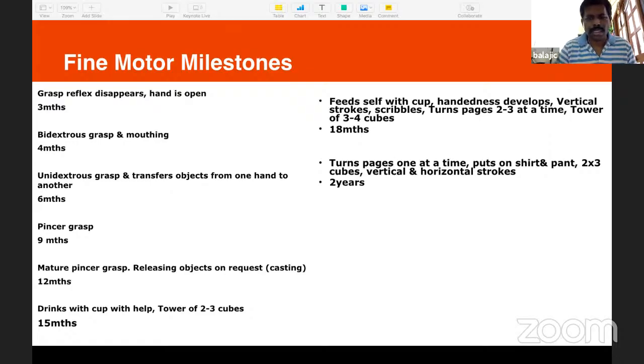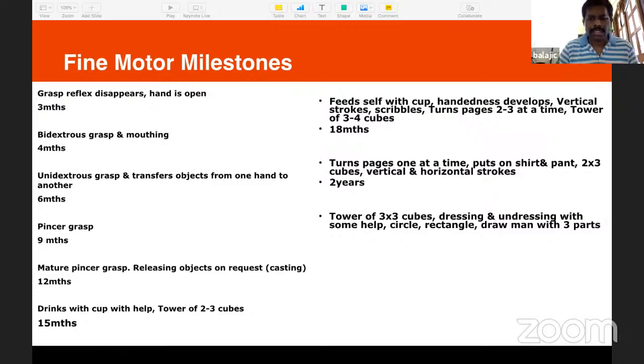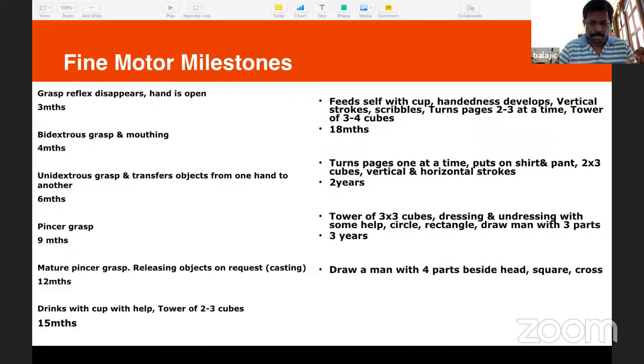And remember this formula: multiply by 3 for making a tower of cubes. For 2 years it is 2 into 3, 6 cubes, and for 3 years it is 3 into 3, 9 cubes. So a tower of 9 cubes is by 3 years, and they start dressing and undressing with some help at 3 years. And remember, it's easier to draw a rectangle, so rectangle by 3 years. They draw a man with 3 parts at 3 years, and a man with 4 parts at 4 years. Drawing a square and copying a cross at 4 years.